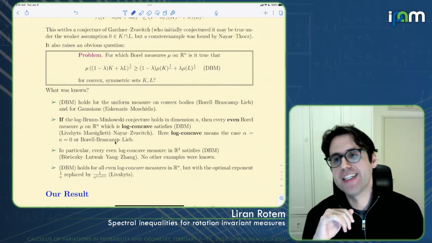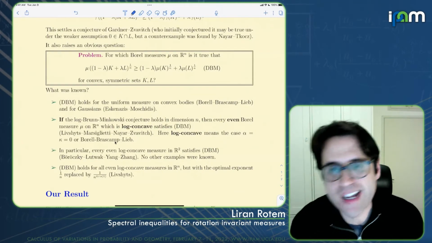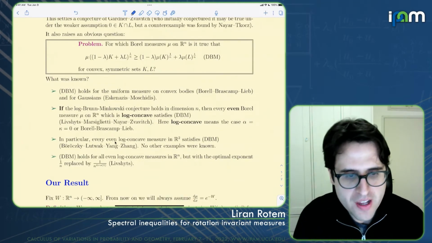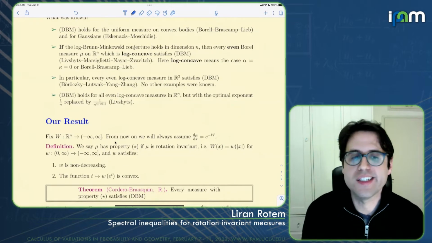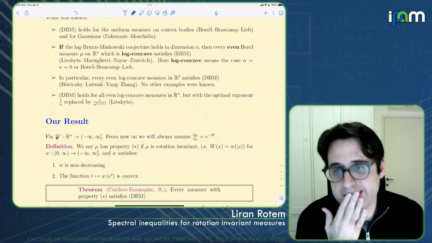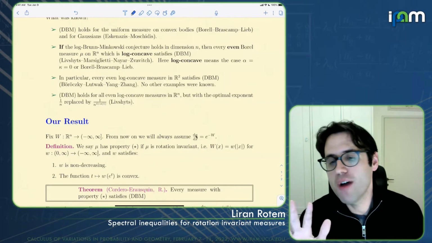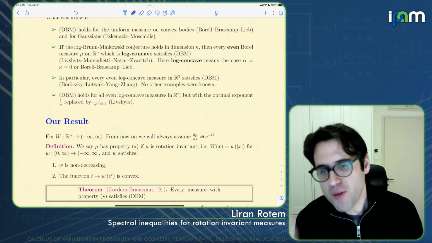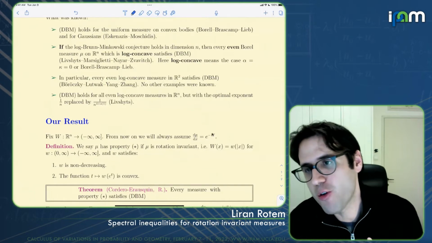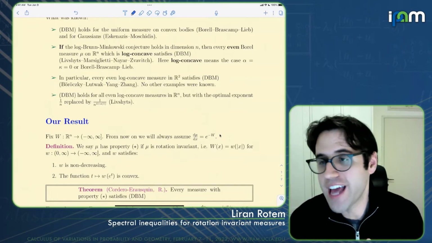So what is our result in this direction? We have more results, but let's start with this. So I'm going to define a certain class of measures. So I fix, from now on, the measure mu, and I will always denote the density of mu by e to the minus W. It's a bit more convenient to have the function in the exponent.